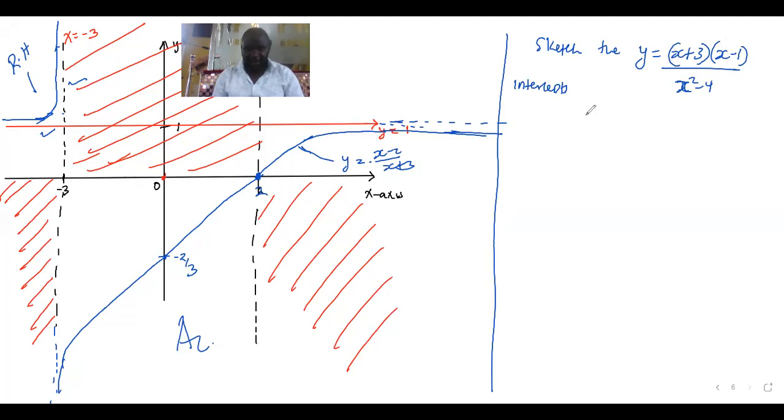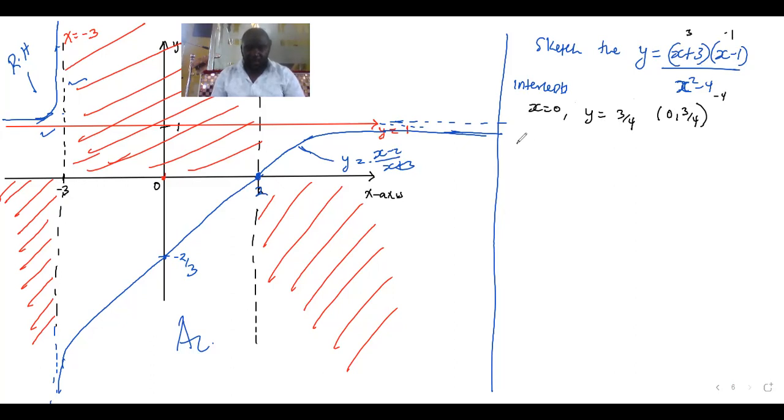Intercepts, you are now experts. When x is zero, don't waste time. y is going to be 3 out of 4. The point is 0, 3 out of 4. Because you put 0 here, you get 3, you get negative 1, you get negative 4. So you get negative 3 out of negative 4.